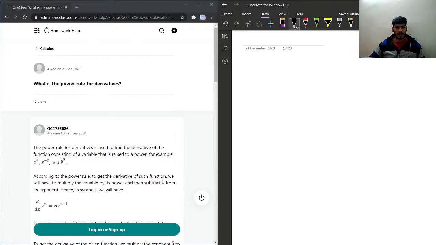So we have question number 7. What is the power rule for derivatives? So we have used power rule in the previous questions also. So power rule of derivatives.